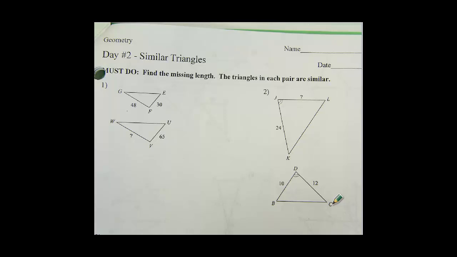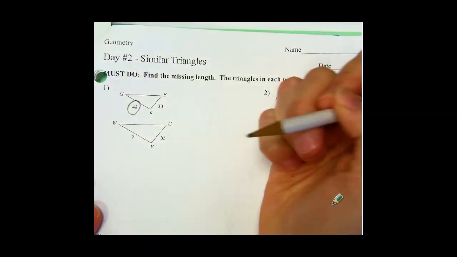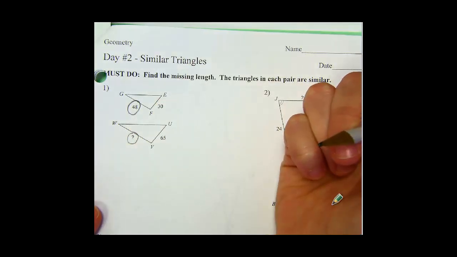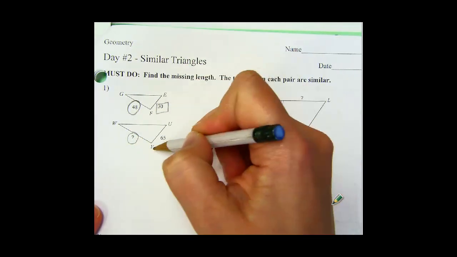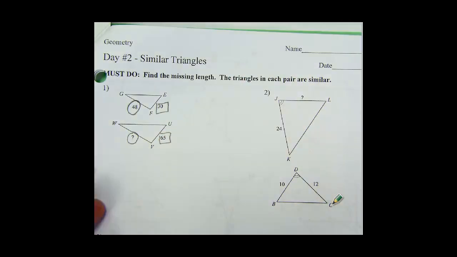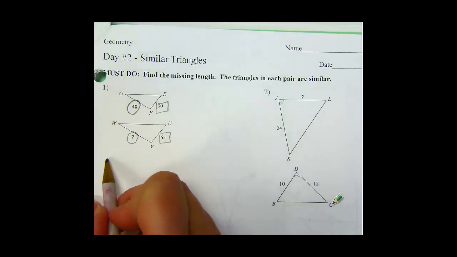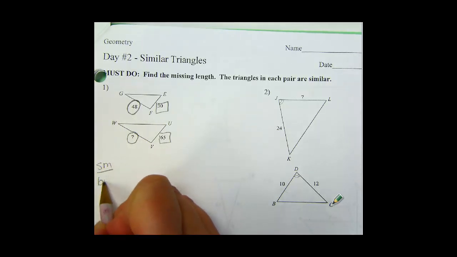So if we take a look at the first one, it's very simple. The reason it's so simple is that the 2 triangles are sitting in the exact same position. So you have the smaller one on top and the bigger one on the bottom. So what we have here, this side GF corresponds to WV, meaning they're in the same place. And then we have sides FE and VU, again, those are corresponding sides, they're in the same place. So again, we can use that to set up our proportion. I'll do small triangle over big triangle for this problem.